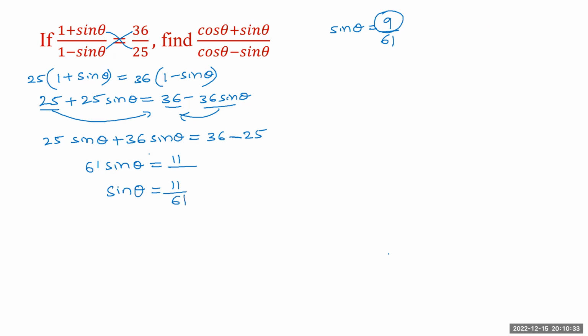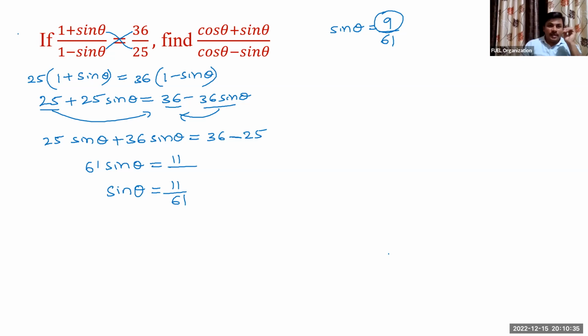Very good. Children, where to use such methods? Here, on both sides I am having sine theta. At that time you can go with cross multiplication. But if I'm having sine theta on one side and cos theta on the other side, then you will not get the answer by cross multiplication. Remember this, okay? So if sine theta is on both sides and the right hand side has numbers, you can go ahead with the cross multiplication method to find exactly the sine theta value.